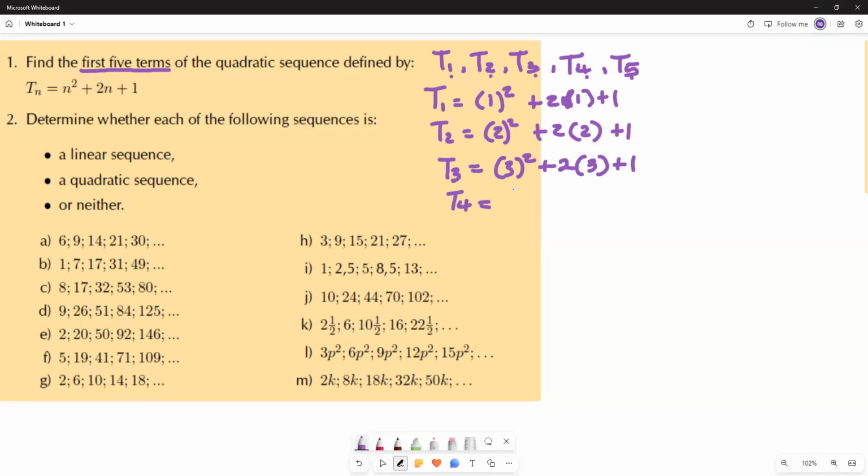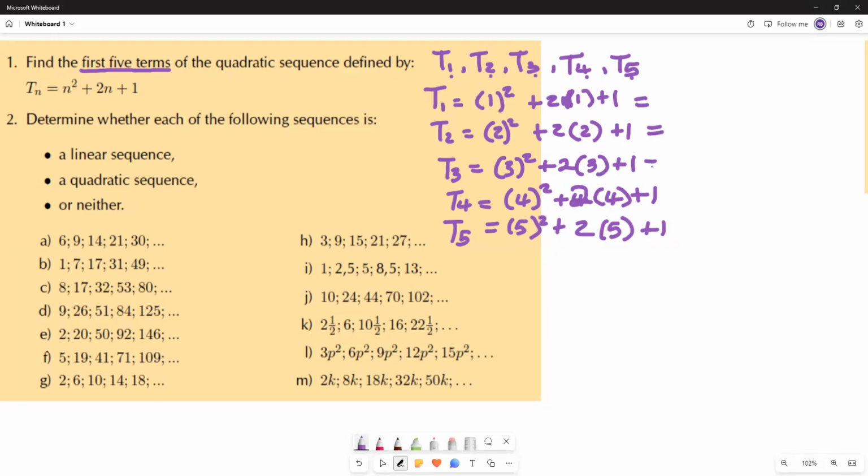Then you do T4. It's going to be 4 squared plus 2 times (4), then plus 1. So here we're going to have T5: 5 squared plus 2 times 5, plus 1. I'm sure you have seen that the values in the brackets are changing: 1, 2, 3, 4, 5. Everything else remains the same, right?